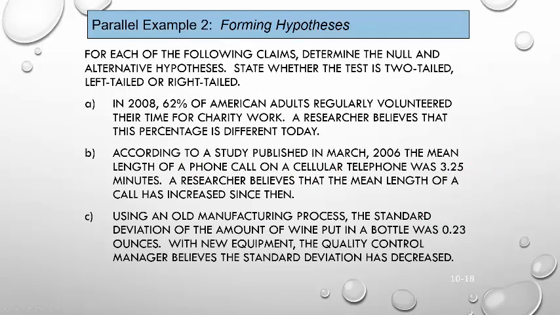So let's go through those three examples that I had and talk about forming hypotheses. For each of the following claims that I had earlier, determine the null and alternative hypothesis and state whether it's a two-tailed, left-tailed, or right-tailed test. The first one here: in 2008, 62% of American adults regularly volunteered their time for charity. A researcher believes that the percentage is different today. The keyword here is different, so that tells me it's going to be a two-tailed test.